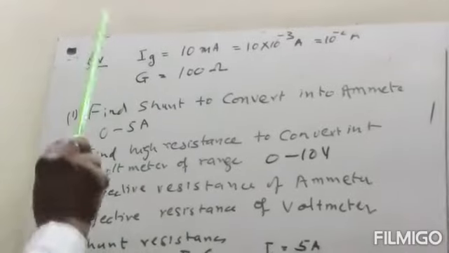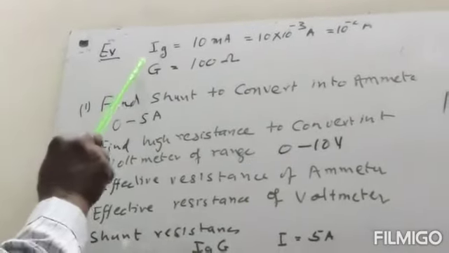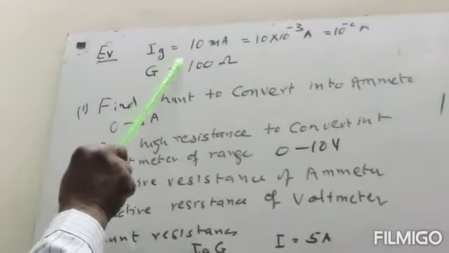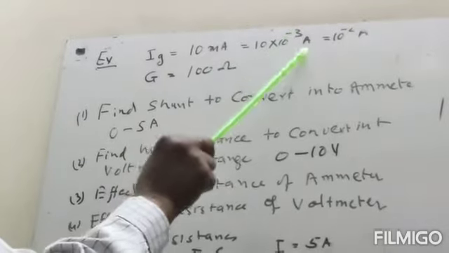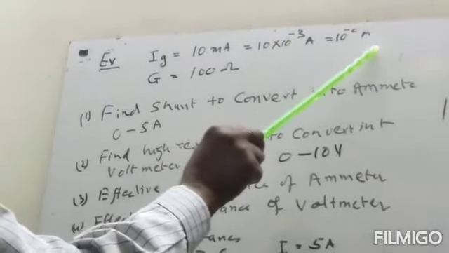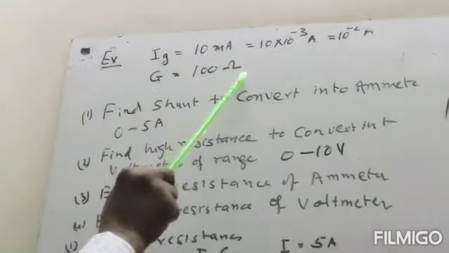Exercise. Now we have to, it is given that Ig, the current for full scale deflection, is 10 milliampere, that is 10 into 10 raised to minus 3, which is equal to 10 raised to minus 2 ampere. The resistance of the galvanometer is 100 ohm.